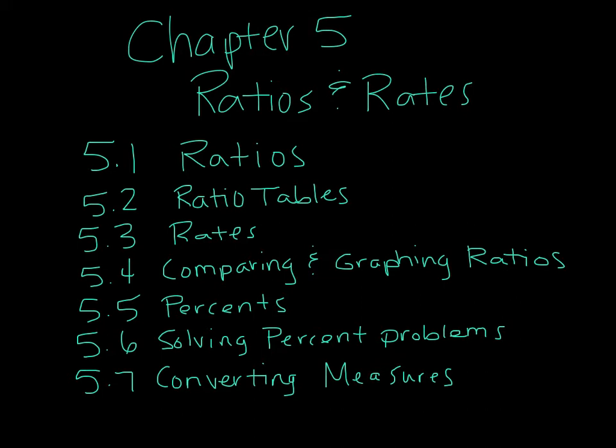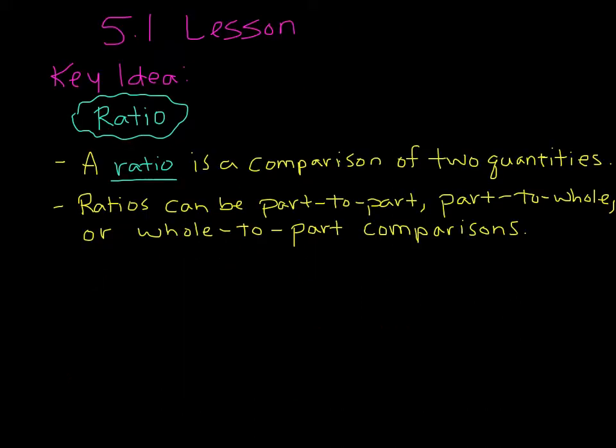5.1's lesson. So to start our lesson 5.1, our key idea is a ratio, and that's our key vocabulary for this lesson. So a ratio is a comparison of two quantities, and we talked about, in at least a couple of our classes, that quantities mean a number of something. So ratios can be part to part, part to whole, or whole to part comparisons. And I'm going to show you in examples what I mean.